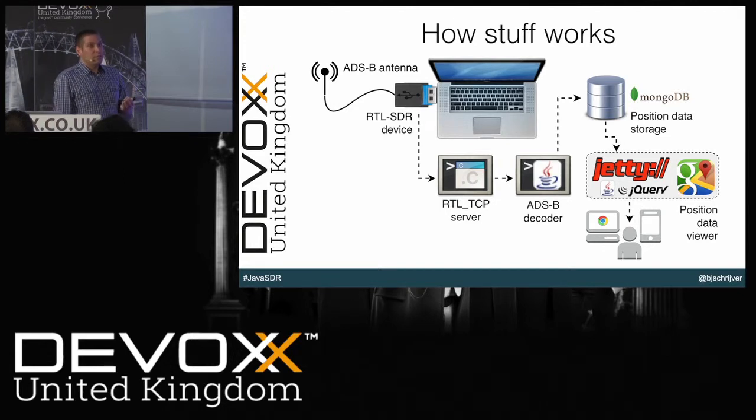There runs an RTL TCP server on my machine, and then I'm running a Java app which decodes the ADS-B signal and writes it into MongoDB. No specific reason, I like MongoDB, but it could have been anything else. And then there's a simple web app using Jetty and jQuery to build an API for that data and present it on Google Maps for viewers to enjoy.